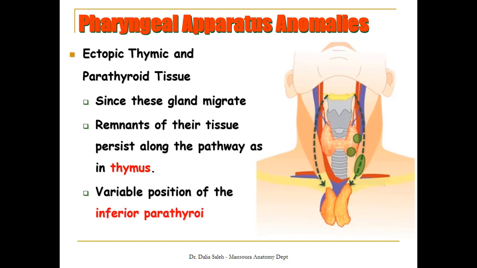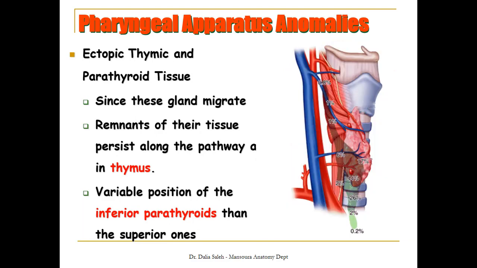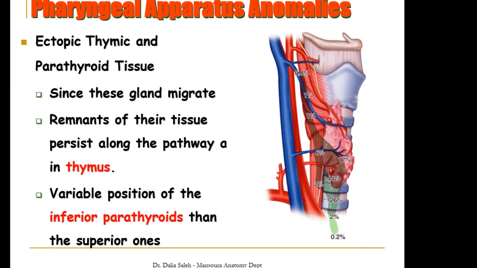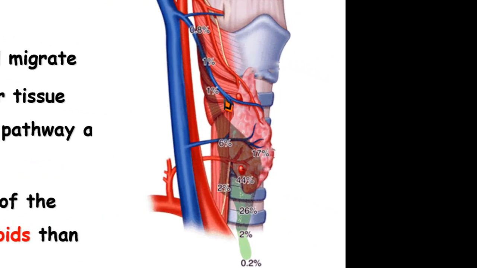Also, because of the migration of the inferior parathyroid downward, we can end up with a variable position of the inferior parathyroids, as you can see in this diagram. Okay, this is the normal position of the superior parathyroid at the posterior border of the thyroid gland near its upper pole, and this is the usual position of the inferior parathyroid near the lower pole of the thyroid gland. However, this green area represents the variable position where you can see the inferior parathyroid. It can even migrate downward inside the thorax, or you can even see it at the bifurcation of the common carotid artery high up.